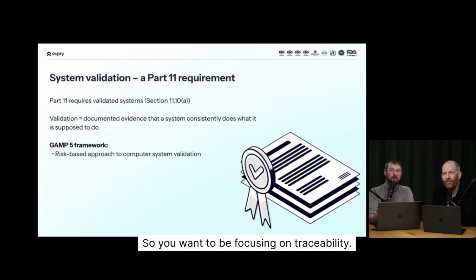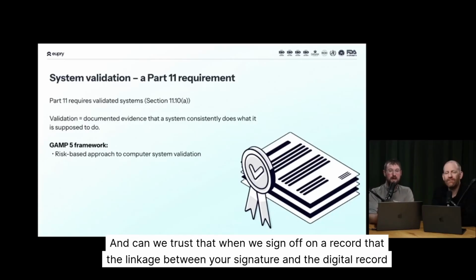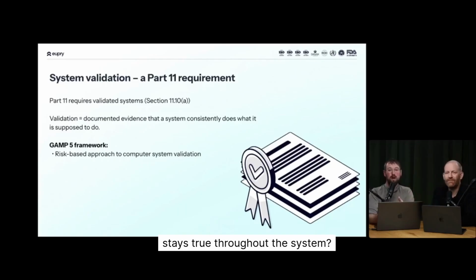So you want to be focusing on traceability. Do we ensure that the records made on the systems are accurate, reliable and traceable? And can we trust that when we sign off on a record, the linkage between your signature and the digital record stays true throughout the system? Or does it change context over time?